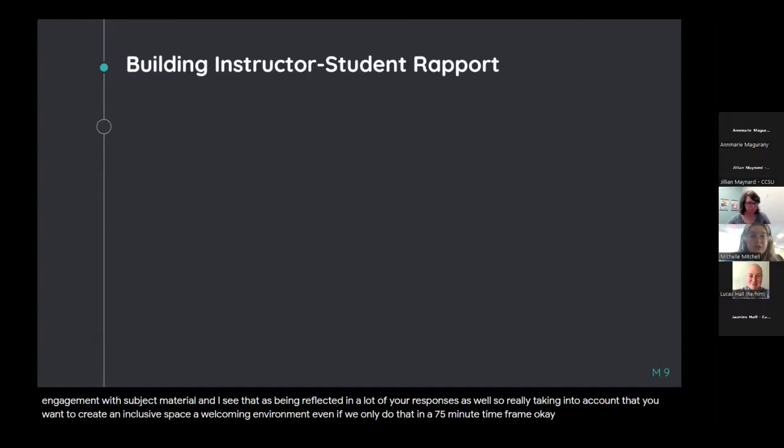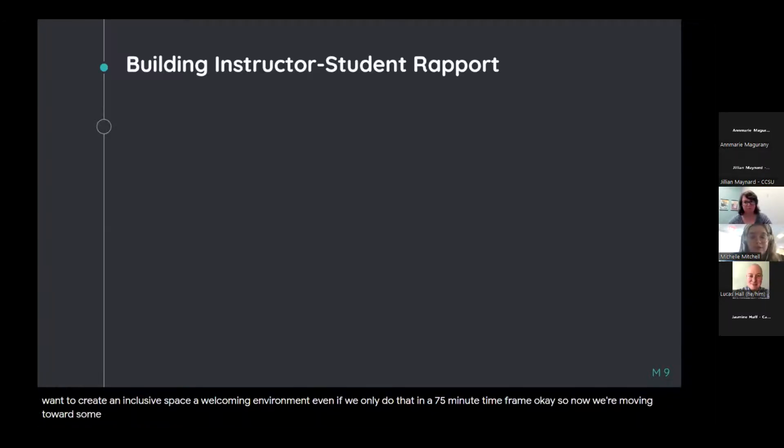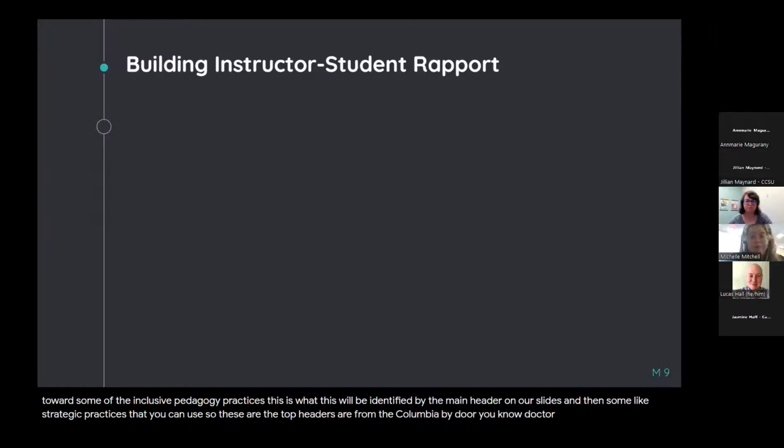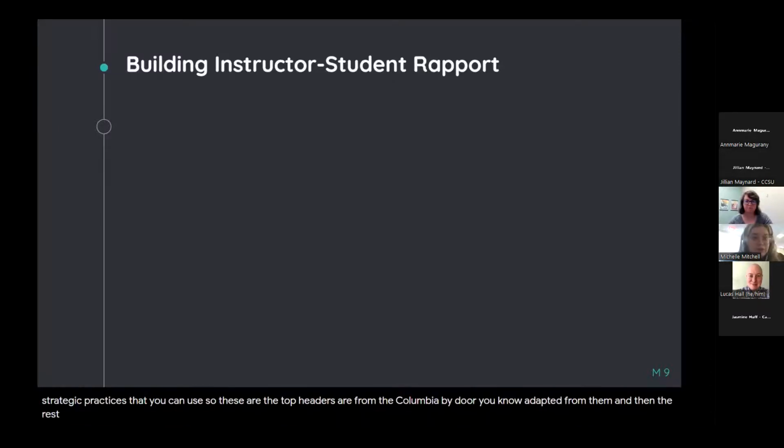Okay. So now we're moving toward some of the inclusive pedagogy practices. This will be identified by the main header on our slides, and then some strategic practices that you can use. So the top headers are from the Columbia Guide, or adapted from them. And then the rest goes on from what we were talking about. So building instructor-student rapport.